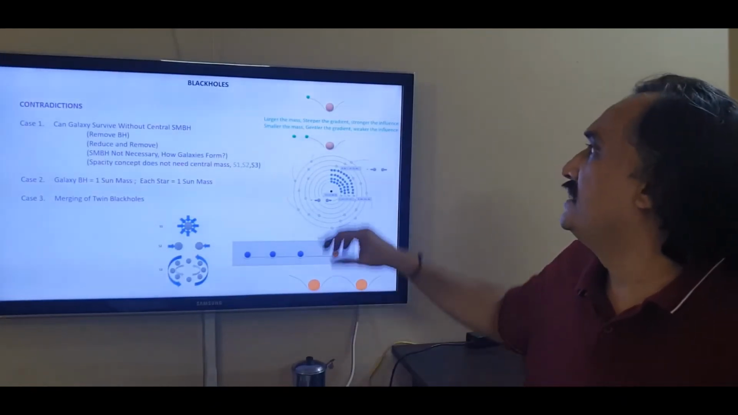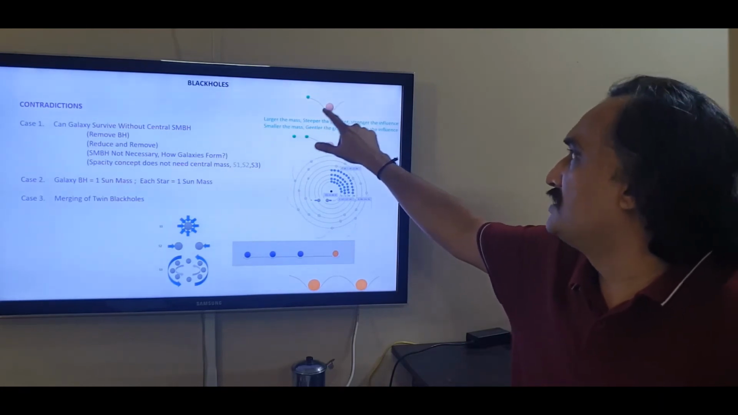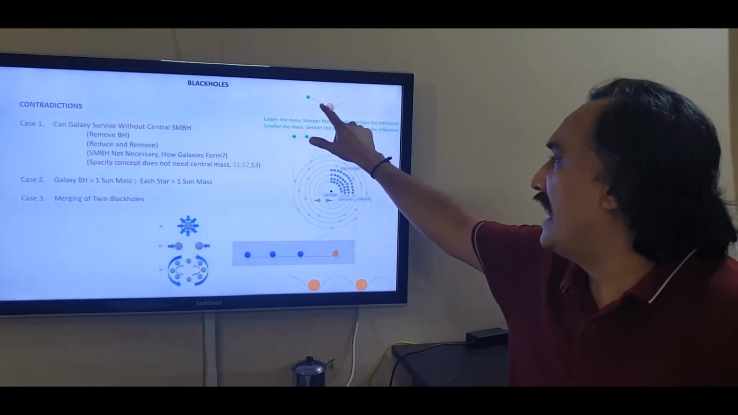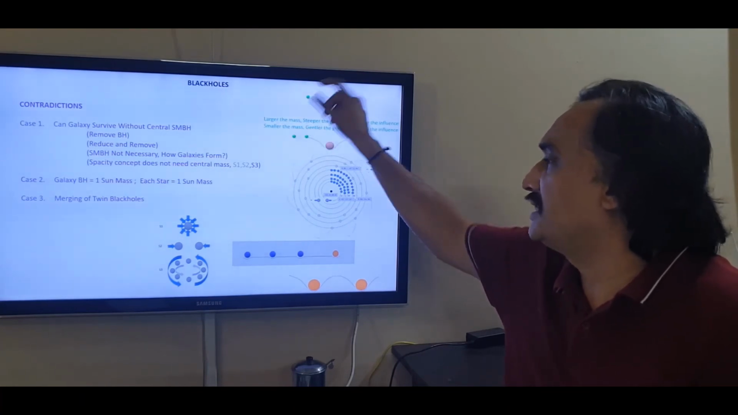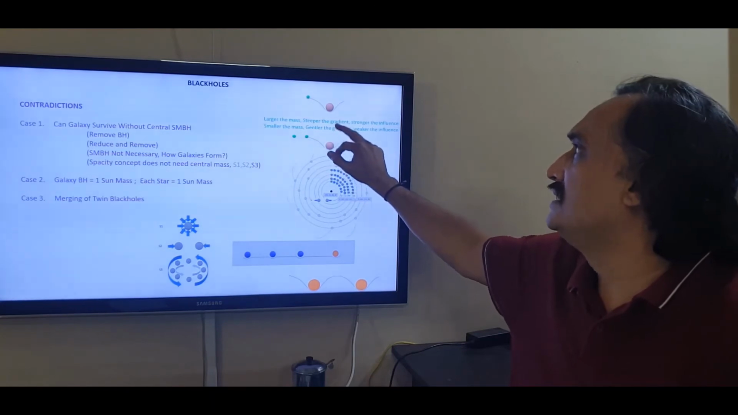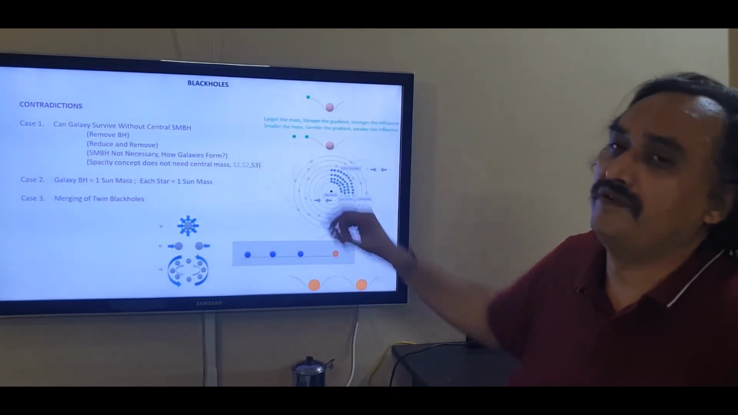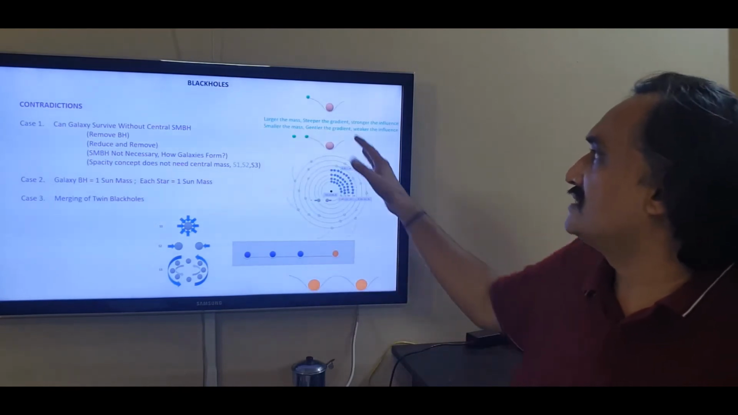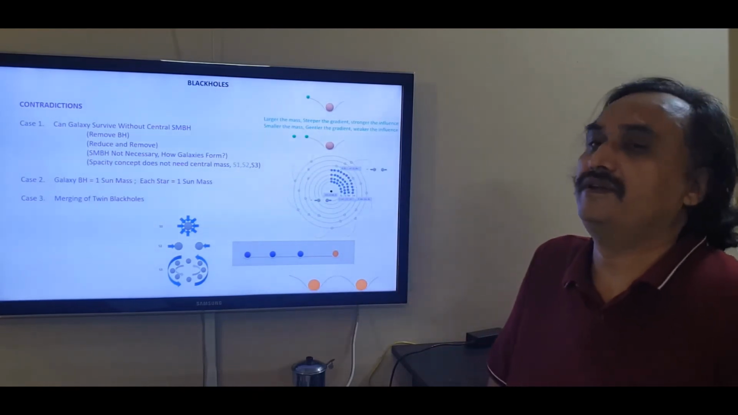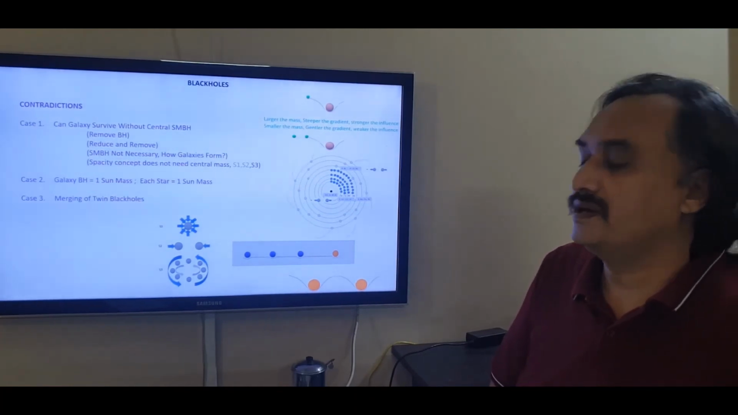So what it is saying is that when you have a larger mass, it is bending the space, and the bent space is telling this particular mass how to move around it. In the sense, if this is a bigger mass, then this would be closer to it. If it is a smaller mass, it would move away from it. So this is what we say: larger the mass, steeper the gradient, stronger the influence. Alternately, smaller the mass, gentler the gradient, weaker is the influence.